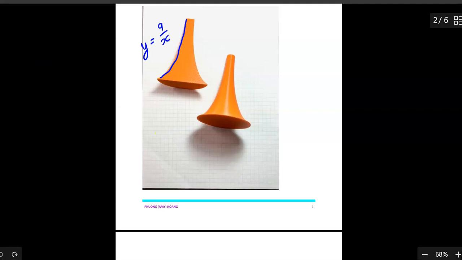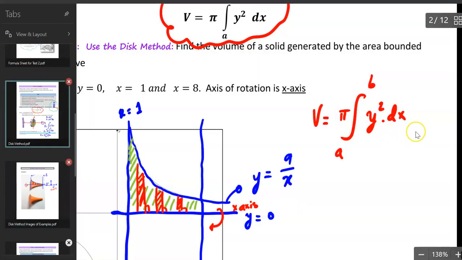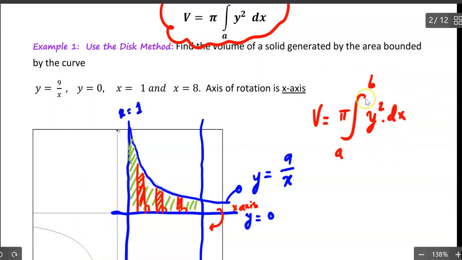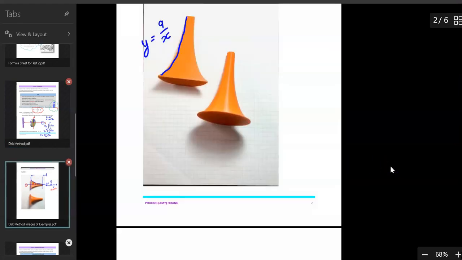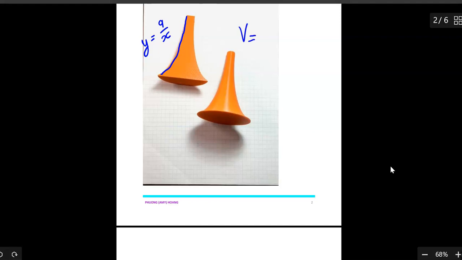In our example, when I identified this for everyone, I said that you have to use this formula: volume equal to pi times the integral from a to b of y squared dx. So y squared is a function in terms of x. Take a look at this: you have y equal to 9 divided by x. So go back to that. I am going to show everyone that we are going to use volume equal to pi times the integral from a to b of 9 over x, all of it squared, times dx.